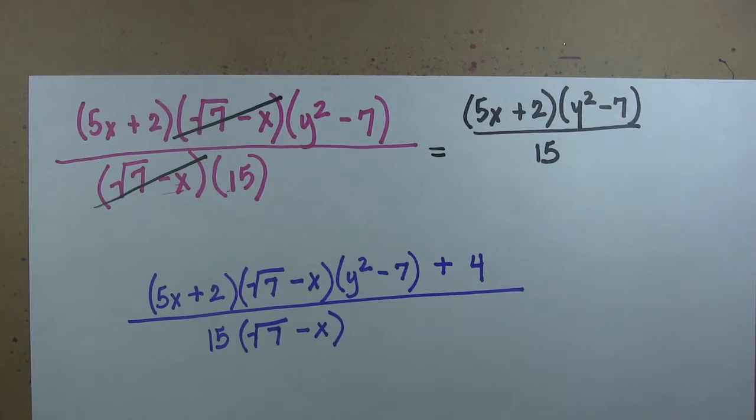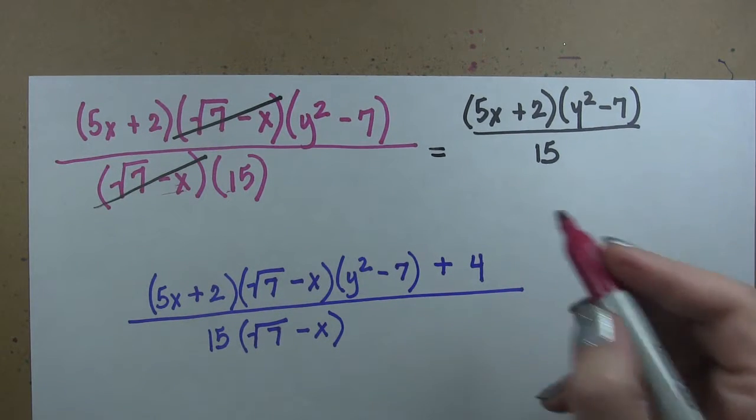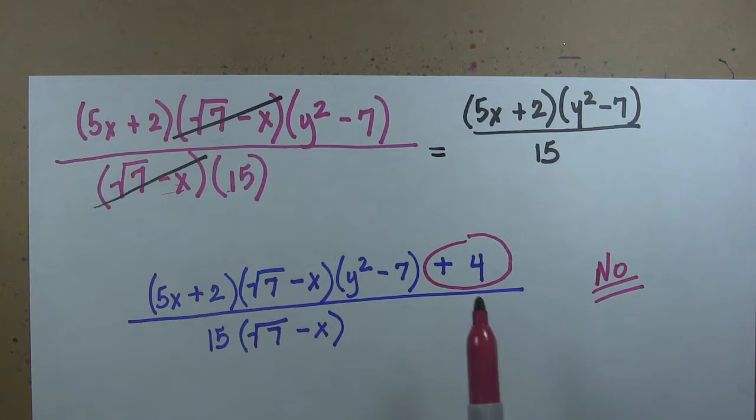Okay, so the question is, can we cross anything off here? And the answer is no. Why? Well, because we have this plus 4 here. Here we have a term which is not being multiplied by all of the other terms. And that little tiny plus 4 is enough to mess the whole thing up, and we cannot cancel things out from the numerator and the denominator.